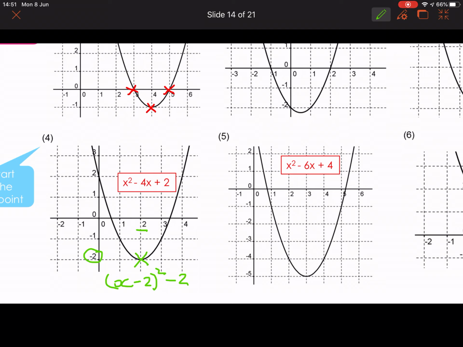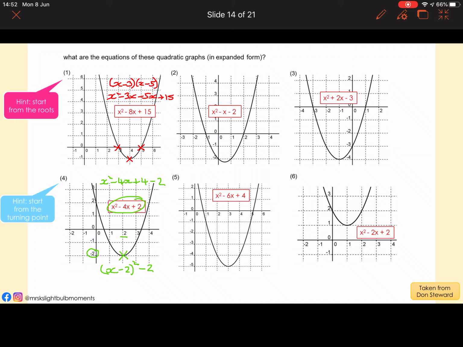If you expand that double bracket, we would get, I'm just going to do it up here, x squared minus 2x minus 2x, so that was -4x. And then -2 squared is +4. Now we've got our -2 on the end, and when you simplify that, we get x squared minus 4x plus 2. Okay, so that's showing that you can go back from your knowledge of how we get the roots and how we get the turning point, you can work backwards to find equations as well.